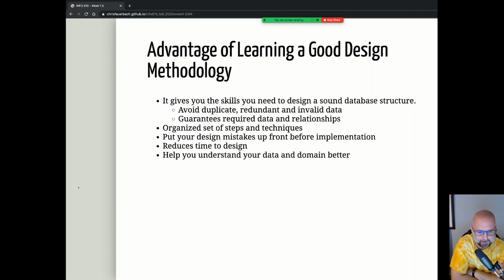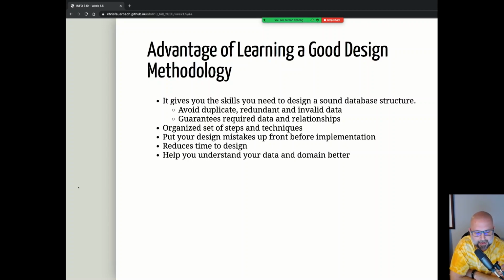Advantages of learning a good design methodology. It gives you the skills you need to design a sound database structure, avoid duplication of data, redundant data, invalid data, guarantees required data and relationships. This is like any other practice we have in our life. Anybody could probably go out and build a car, but if you wanted to go build a car, you'd probably learn how to build a car first before you actually did it. And it's the same thing here.